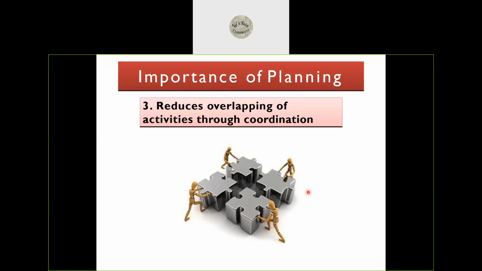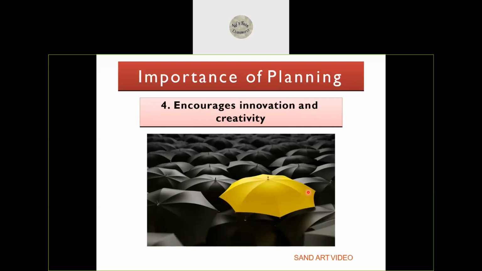For example, if one teacher is giving you instruction that you need to do this work in the classwork copy, and then another teacher comes and says that this same work needs to be done in file, you need not do in classwork. आपको classwork में करने को किसने कहा है? So coordination is missing and you need to do the same activity again. So that will be overlapping. So when planning is there, you have planned already in advance, so you will not be doing anything double, again and again. So it reduces overlapping of activities through coordination.